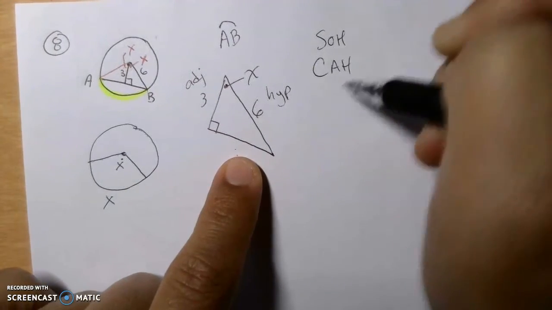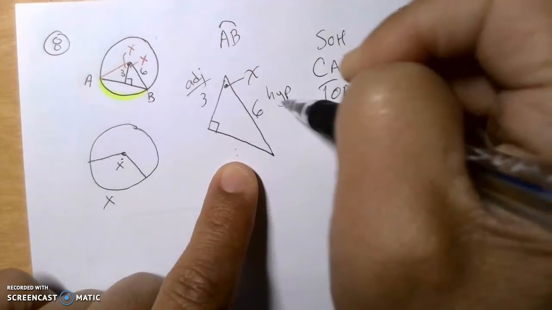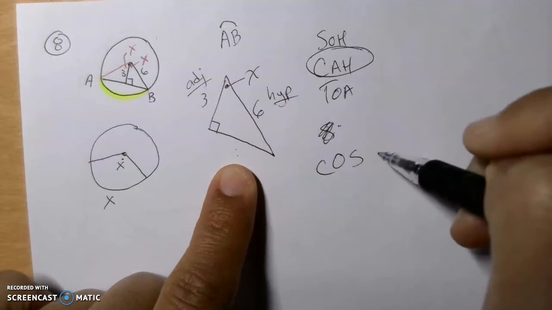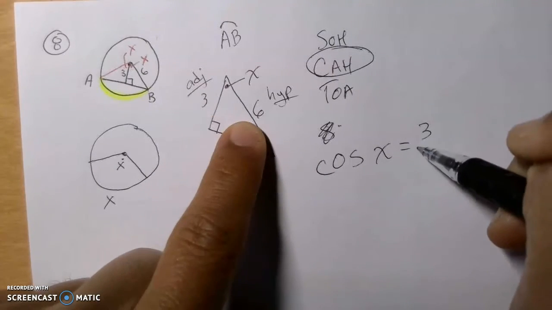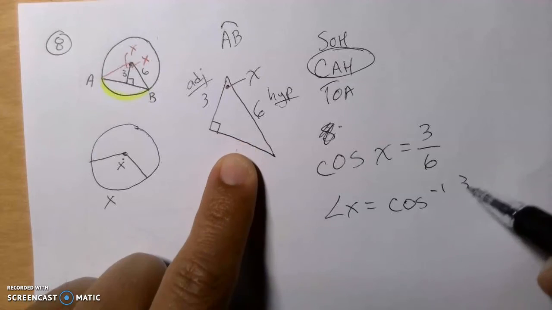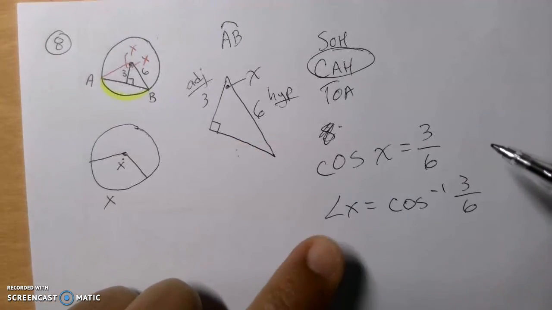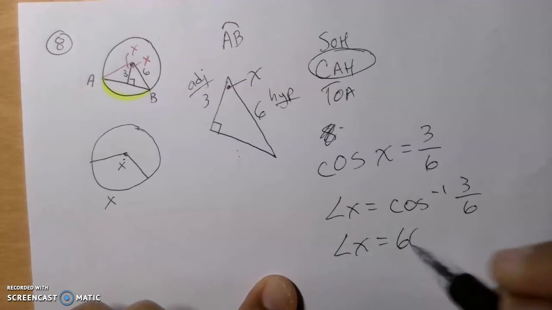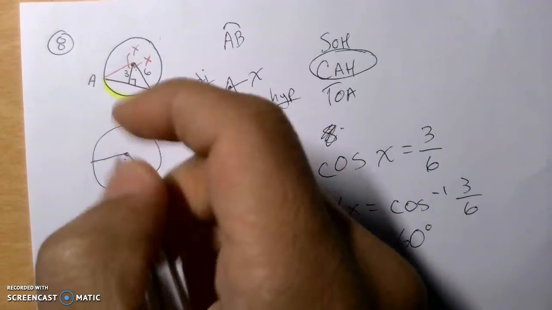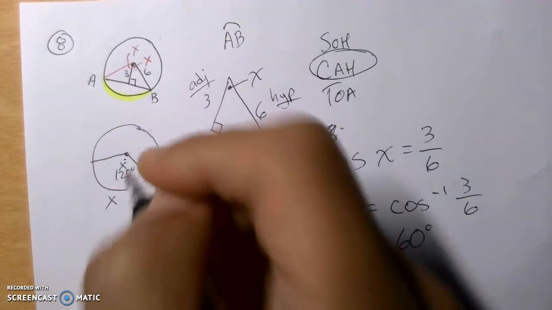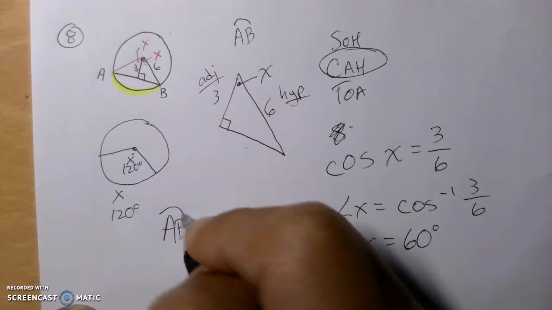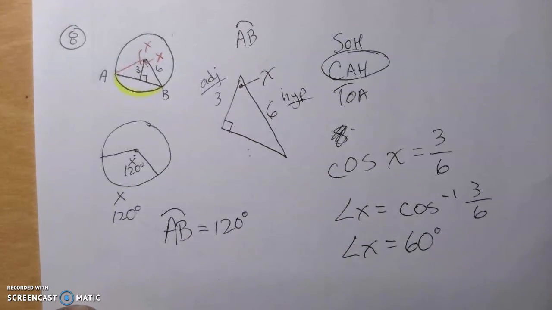SOHCAHTOA, you've got to pick the correct one. With adjacent and hypotenuse, it's cosine. So we're going to say cosine of unknown angle x is adjacent over hypotenuse. Angle x is the inverse cosine here of 3 over 6. So when you go to your calculator, this should end up being 60 degrees. So this is 60 degrees on the right, 60 degrees on the left. 60 plus 60 is 120. 120 is the central angle. 120 is arc AB. So arc AB is 120 as well. Okay, trig.